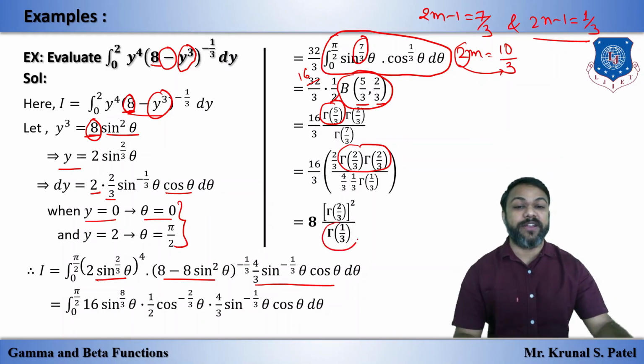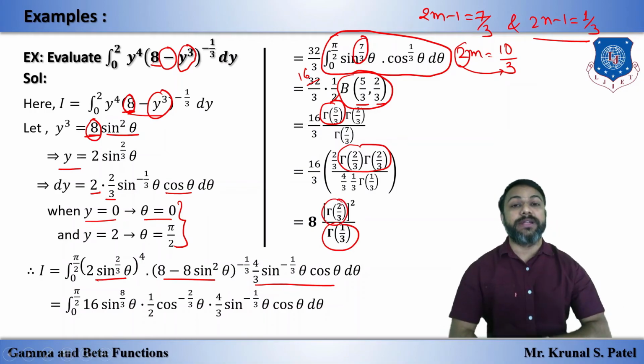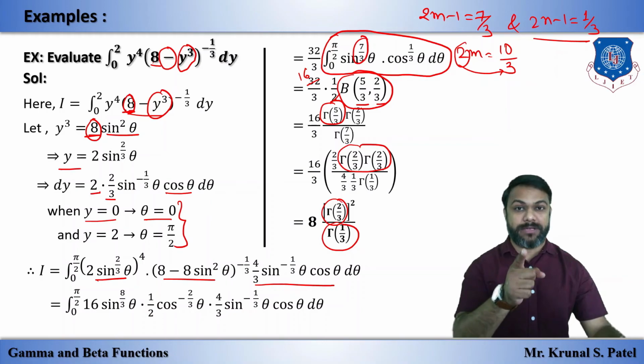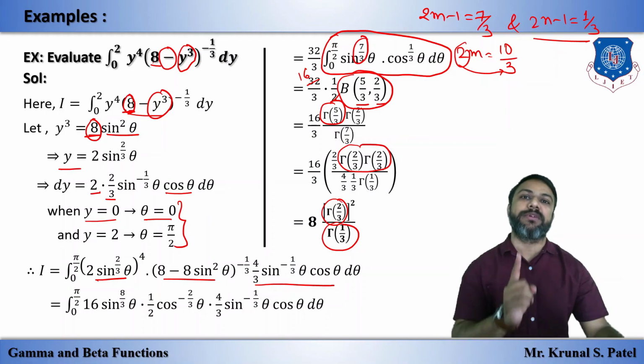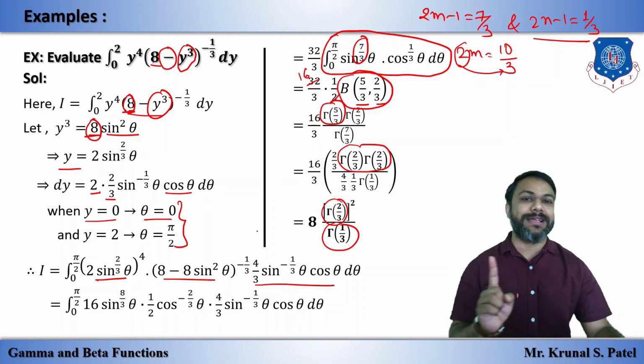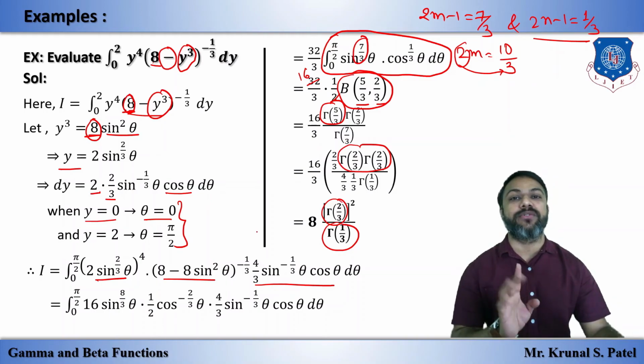Because we don't have the value of gamma 1 by 3 and gamma 2 by 3, we will put them as they are. If it is gamma 1 by 2, then we have the value, gamma 1 by 2 is root pi. Other than that, we don't have any value of gamma.